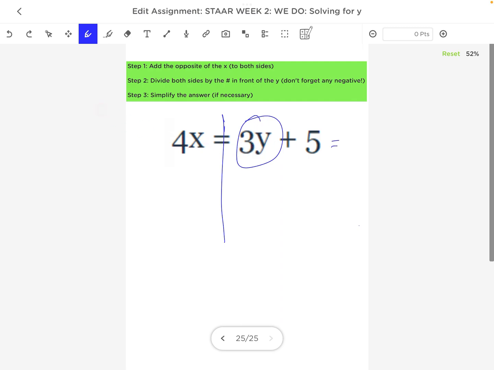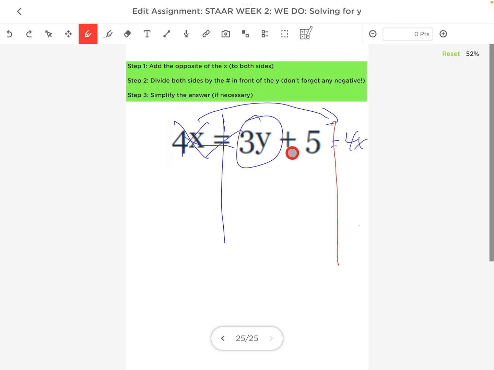I'm going to put equals, and I'm going to move that 4x right over there, right? Just do that, and I'm going to bring that out. And now I'm making a new equation. So now I'm going to start with this, right? I'm going to change it to a different color, so we got that. So let's go through our steps. Add the opposite of the x to both sides. X is already over here. I'm good with that, right?